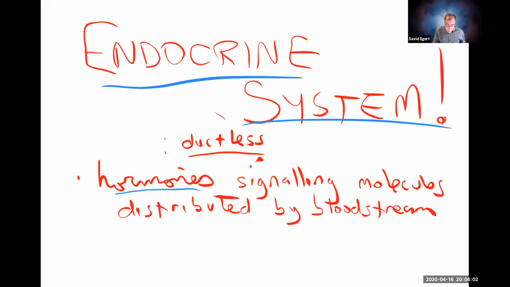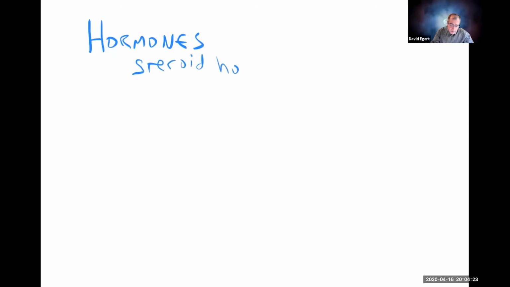let's talk a little more about hormones. There are two main types, and it's worth knowing why they're different. There are basically steroid hormones, and these are derived from cholesterol. And then there are amino acid based hormones.